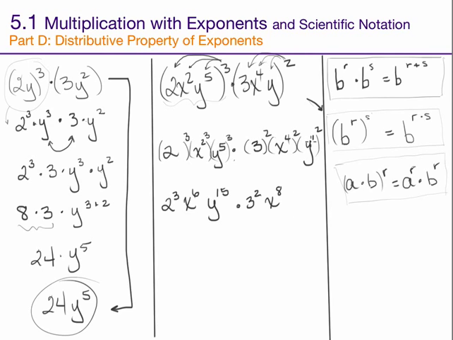Now, there's no exponent written there, but there's an invisible one. So you could also think of this as y to the 1 times 2. Or you can just think of it as y to the 2 power. Either way, you get y squared.